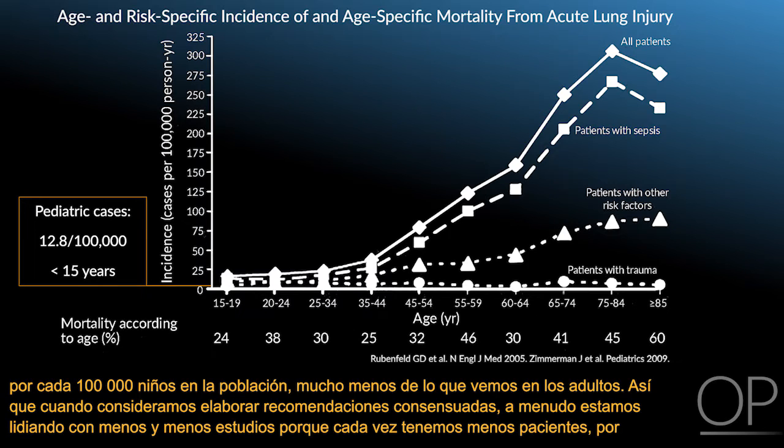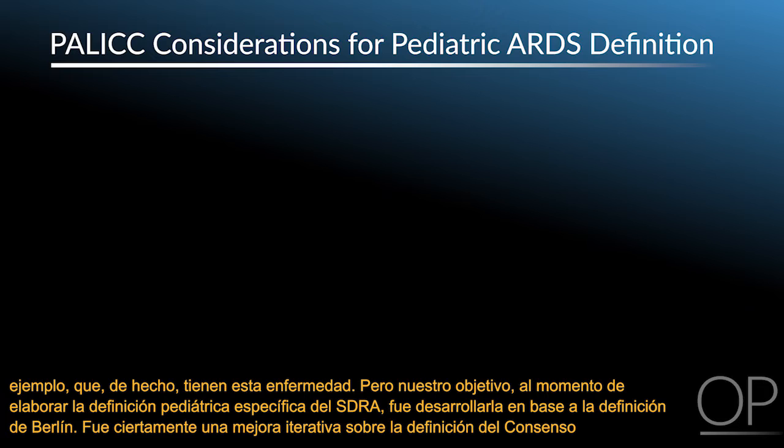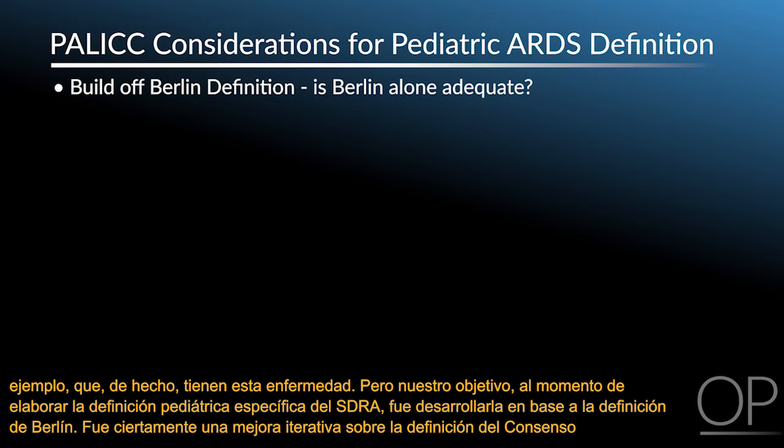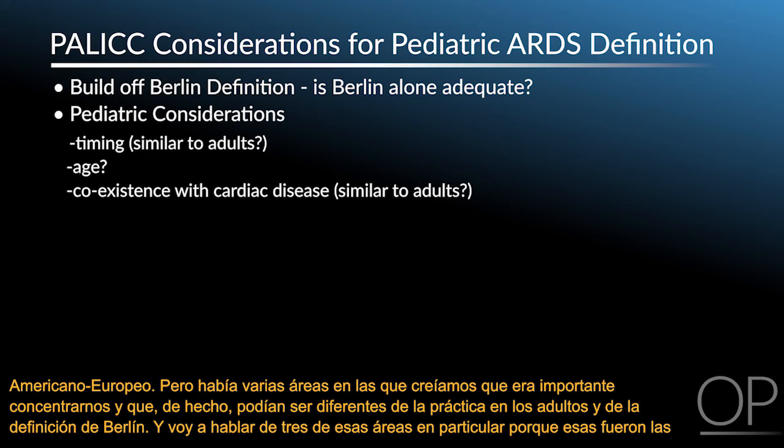So when we think about creating consensus-based recommendations, we're often dealing with fewer and fewer studies because we have fewer and fewer patients that in fact have this disease. But our goal when creating the pediatric-specific definition of ARDS was to build on the Berlin definition. It was certainly an iterative improvement over the American-European consensus definition. But there were several areas that we felt were important to concentrate on that may in fact be different than adult practice and the Berlin definition.